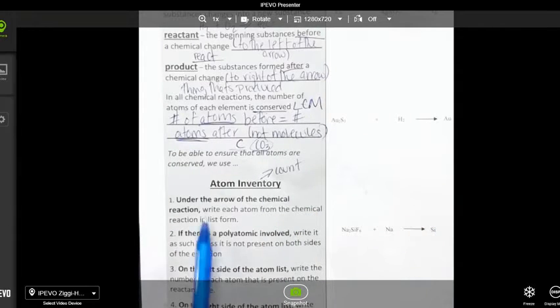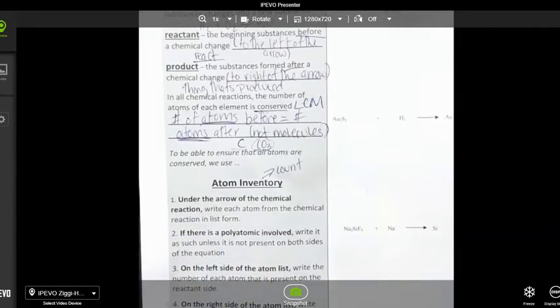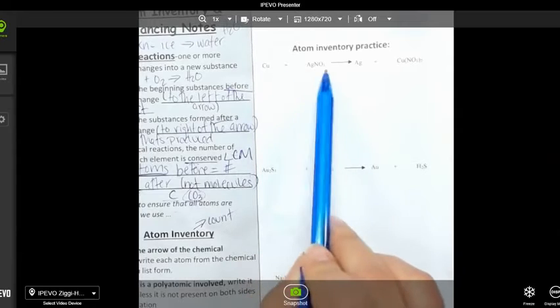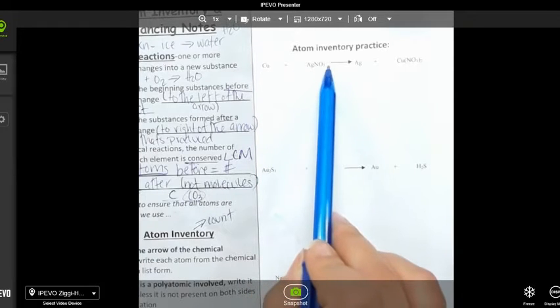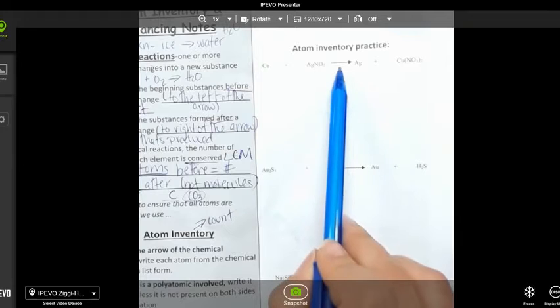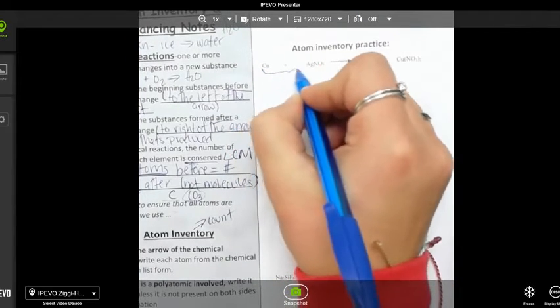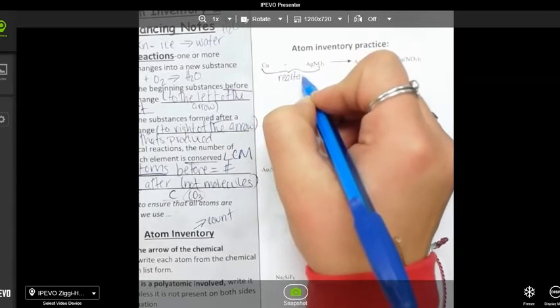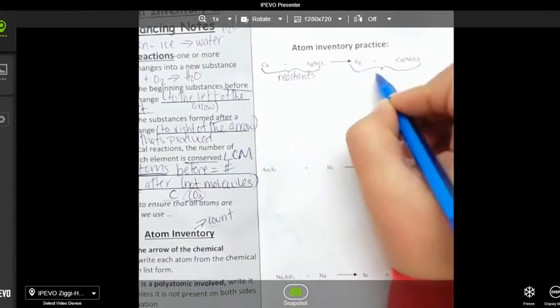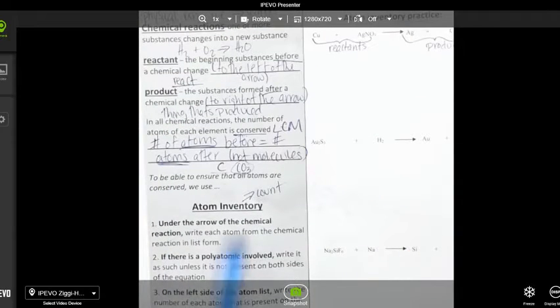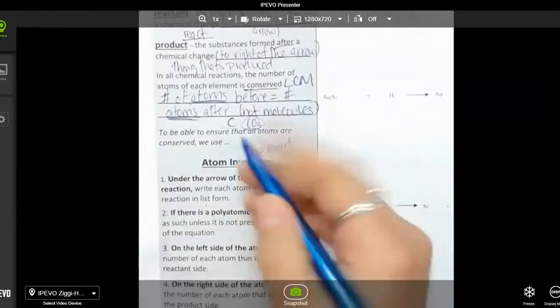So first thing we have to do under the arrow of the chemical reaction, we need to write each atom from the chemical reaction in list form. So for example, if I look at this reaction right here, we have Cu plus AgNO3, copper plus silver nitrate, reacts to form silver and copper nitrate. So these are our reactants, and these are our products. Okay, now in order to do the atom inventory, like I said, under the arrow of the chemical reaction, we're going to write each atom from the chemical reaction in list form. But there is a but.